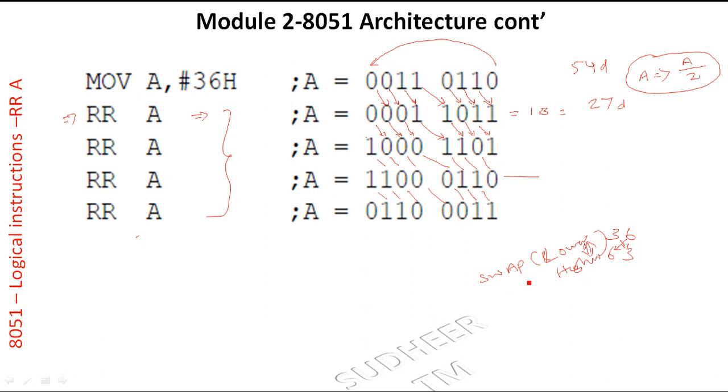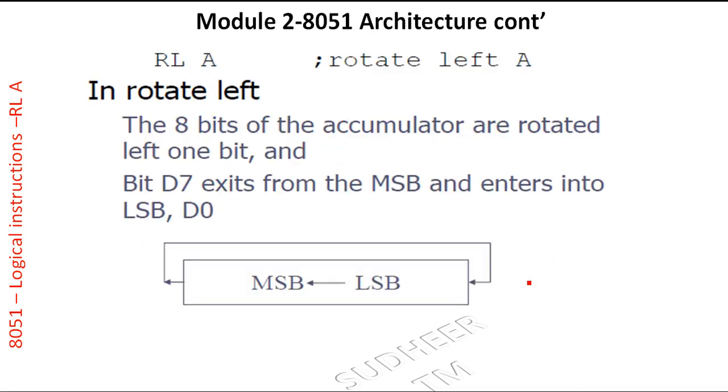That is one of the applications of the rotate instruction. Even though a swap instruction is also supported within the microcontroller, we can implement it by rotating the content 4 times to the right or left. We will see that. Then rotate left. Rotate left also rotates the content of the accumulator, but to the left. Before it was to the right and now it is to the left. So here it is the reverse operation.